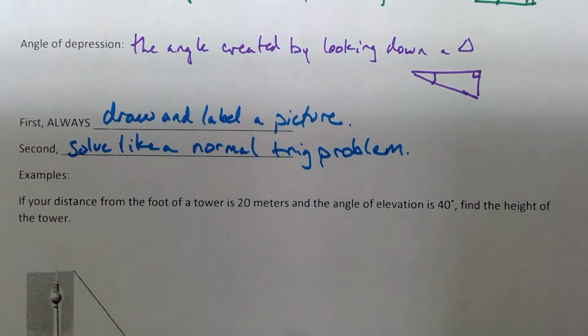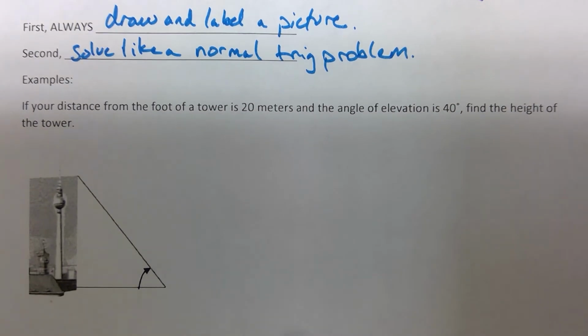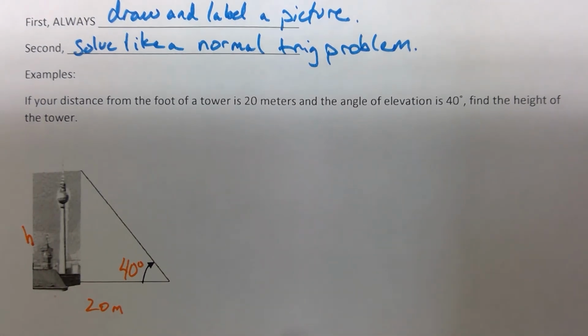So let's look at number one here. If your distance from the foot of a tower is 20 meters and the angle of elevation is 40 degrees, find the height of the tower. So here we are 20 meters from the base of the tower, the foot of the tower. So here's our 20 meters. And then our angle of elevation, so we're looking up our triangle, so it's going to be this angle right here. And we want to find the height. So I'm going to call this H for height.